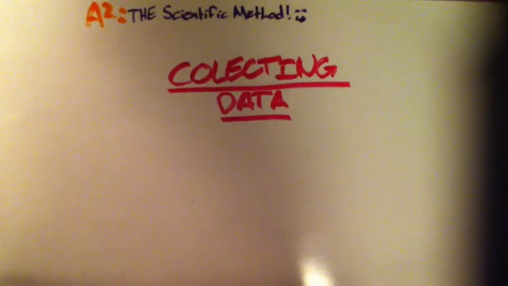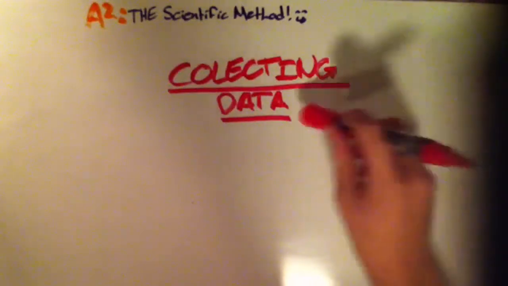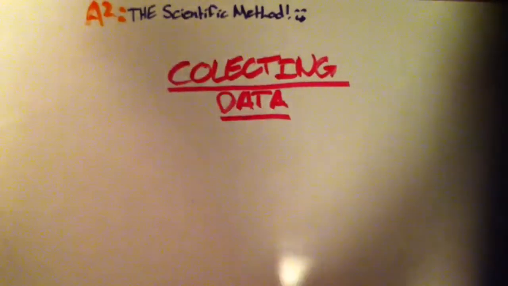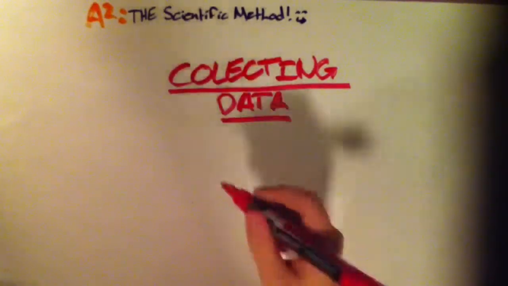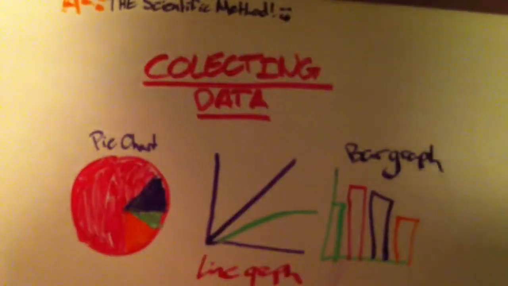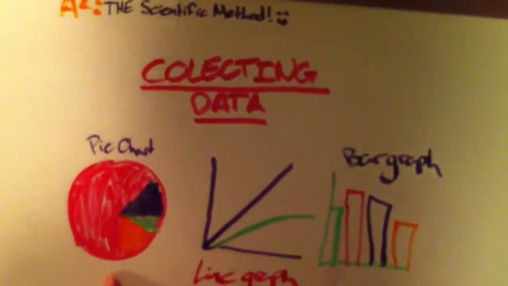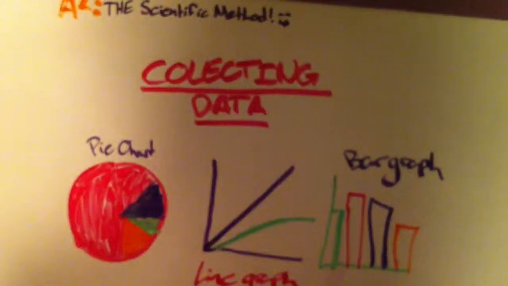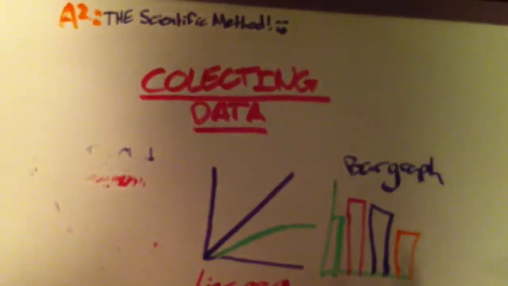Once you've finished your experiment, or more so as you're doing your experiment, your next step is to be collecting your data. Data is always recorded in a graph or chart. When you're collecting data, there are 3 different types of graphs that you can use: pie charts, line graphs, and bar graphs. But most commonly you're going to get line graphs and bar graphs.